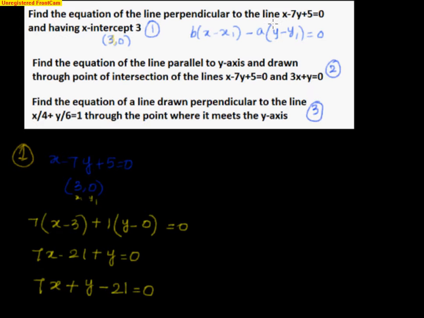So just take a couple of minutes and see how we have solved it. It's a straight line we have been given. We have to find out the equation of a line which is perpendicular to this. So that will be of the form 7x plus y plus k equal to 0. Okay, and it's passing through 3, 0. So when I substitute that, it will become 7x minus 21 plus y equal to 0.